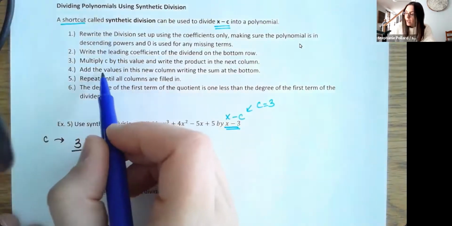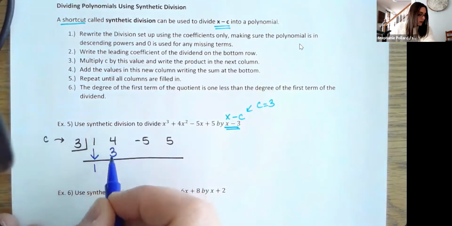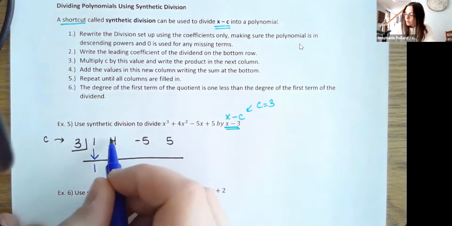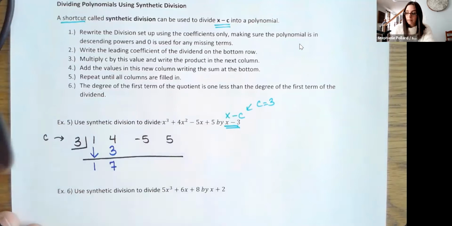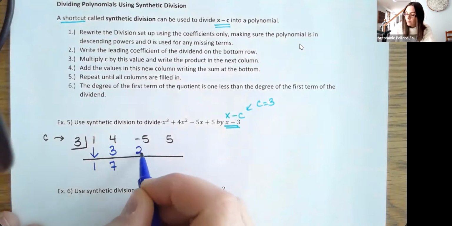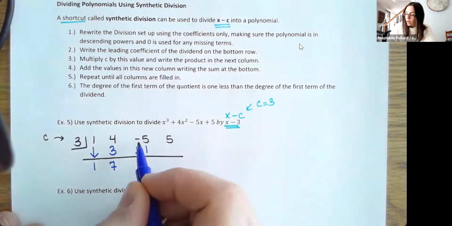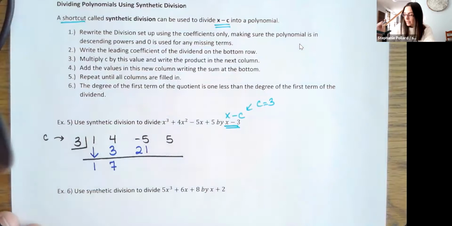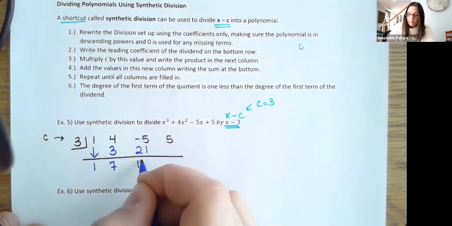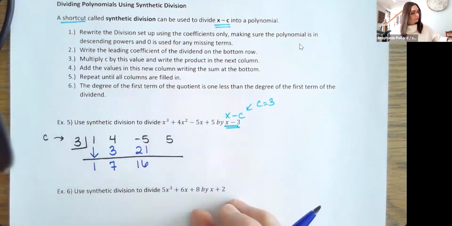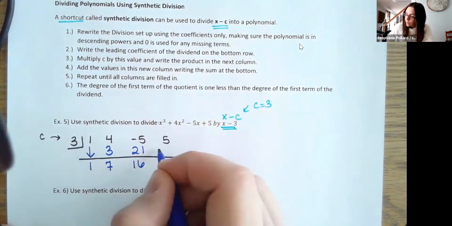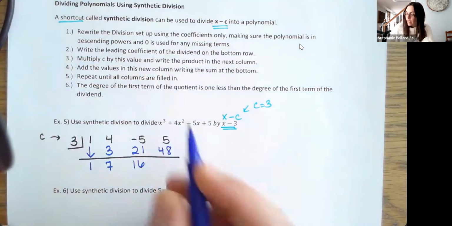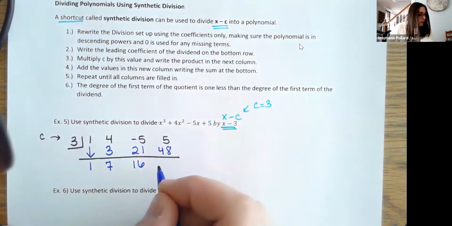Next, you're going to add those values together in this column here. So it's important to watch your signs. 4 plus 3 is 7. And now we repeat the process again. So I do 3 times 7, which is 21. I add my columns here. So I'm looking at 21 plus negative 5. So I'm going to have 16. And then 3 times 16 is 48. And 48 plus 5 is going to be 53.